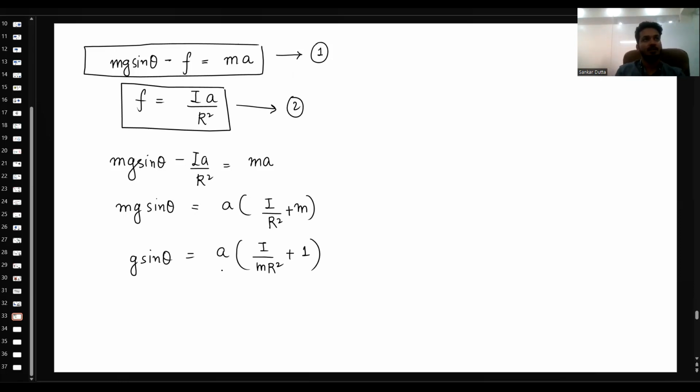Okay, so your acceleration comes out to be how much? It comes out to be g sin theta divided by 1 plus I by M R squared. Last phase, only 5 minutes left, guys.